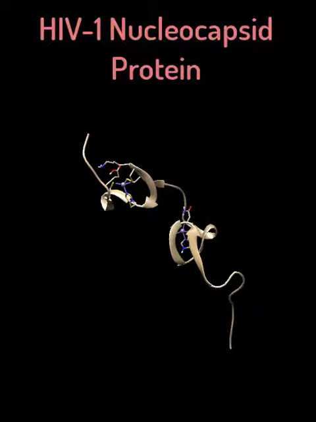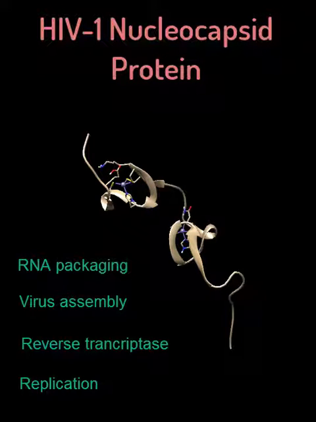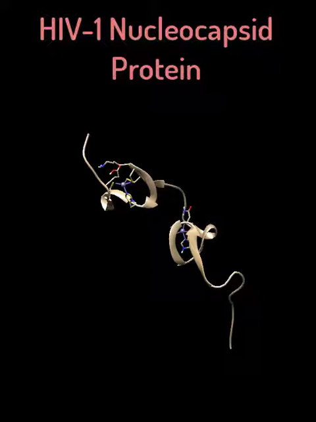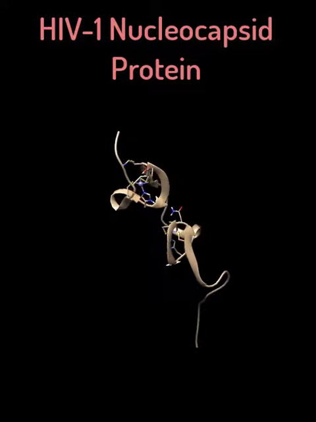The nucleocapsid protein is a small basic protein that plays a major role in the virus replication cycle, including RNA packaging and virus assembly, reverse transcriptase, and replication. The NC protein is able to act as a nucleic acid chaperone, meaning it has the ability to remodel nucleic acid structures to their most thermodynamically stable conformations.